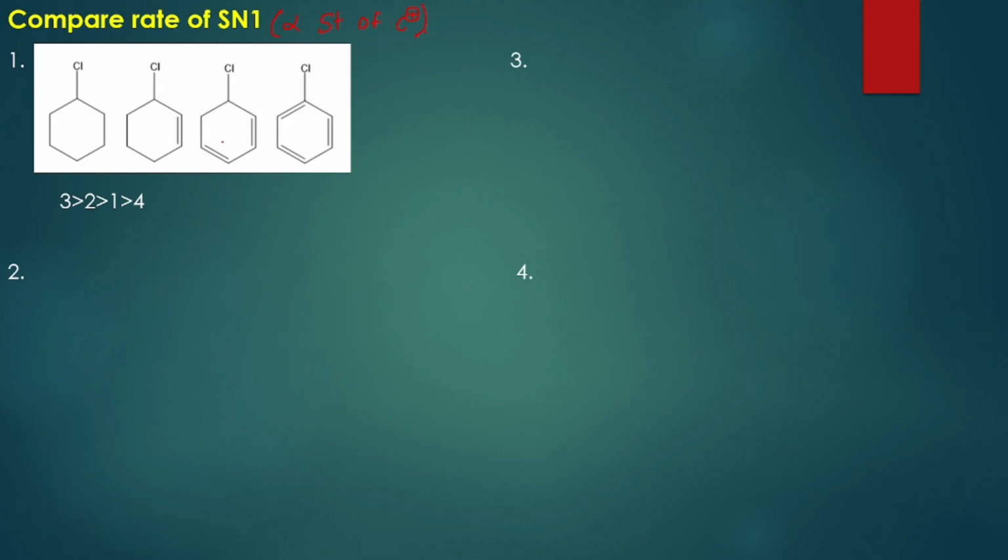More stable carbocation is 3 because of more resonating structures. If it is coming here, more resonating structures will be there. After that, 2, allyl carbocation will form. If Cl goes, allyl carbocation is stabilized by resonance. Then with 4, what is happening? Phenyl carbocation. Just now we discussed phenyl carbocation is highly unstable. So that is the order 3, 2, 1, 4. Clear? Next.